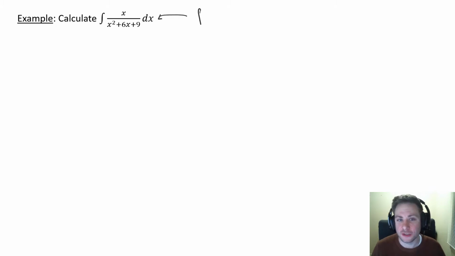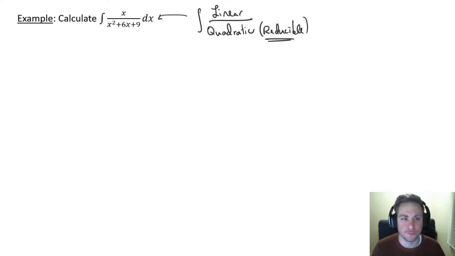In this case, the fraction we're looking at is linear over quadratic, but the denominator here is reducible. So for that reason, this is not currently a partial fraction. Pause if necessary to check that the denominator does factor here as (x + 3) squared, verifying that the denominator is indeed reducible as I claimed.